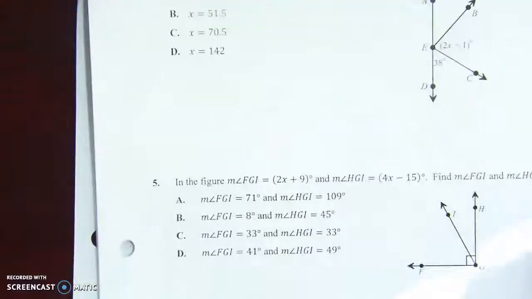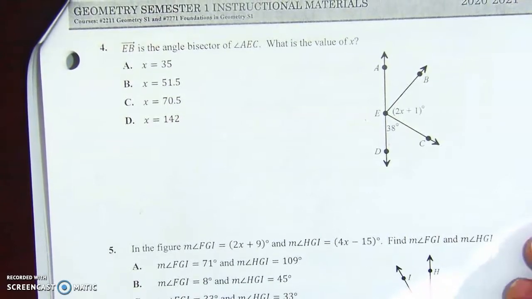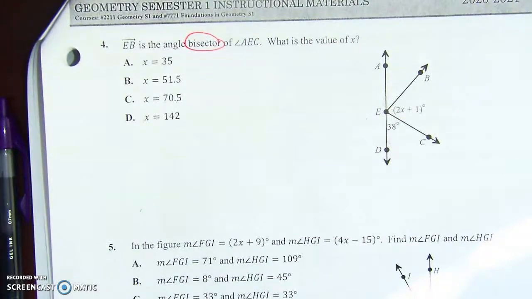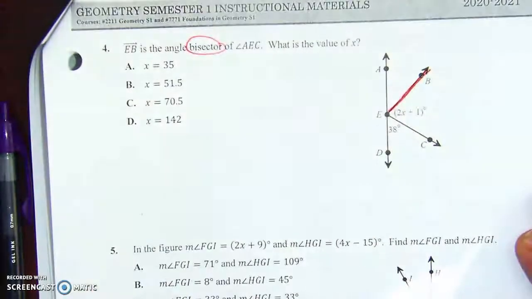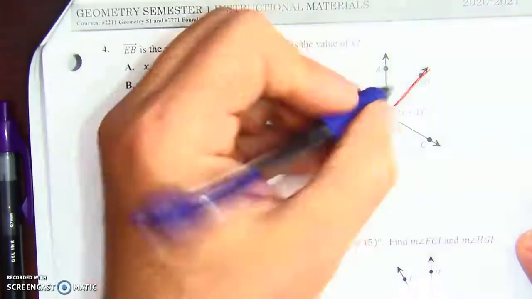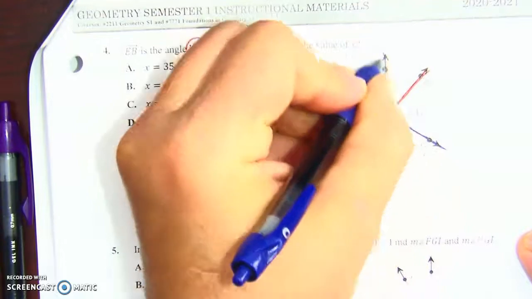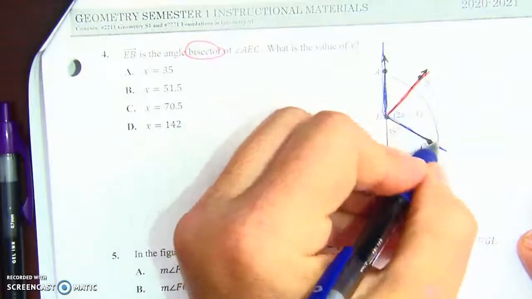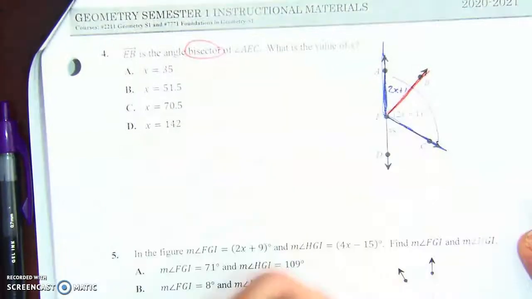Let's keep going. All right. Let's look at question number 4, and let's check this one out. So now the key word in here, I'm going to circle it, is bisector. That means it cuts everything in half. So this thing right here, EB, I'm going to highlight it in red because that's the cut. It cuts that in half. What's it cutting in half? It is cutting this whole thing in half right here. Okay, that's all being cut in half. So if this is cutting this whole thing in half, that means if this side is 2x plus 1, this side is also 2x plus 1.